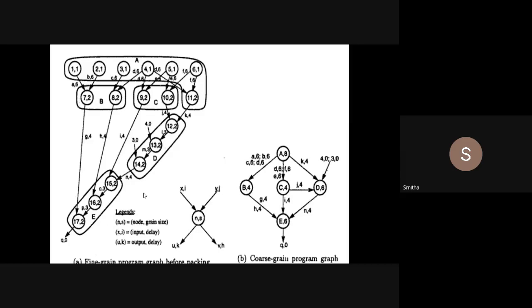So there will be a smaller number of interprocessor communications, so that I can reduce the latency also. If you see the right hand side diagram, students, what is the first diagram? Fine grain program graph. That is why I told you don't consider that packing before. Now I have packed, and this became coarse grain, because the number of instructions in each grain is increased now, right? So A comma 8, total size is 8.